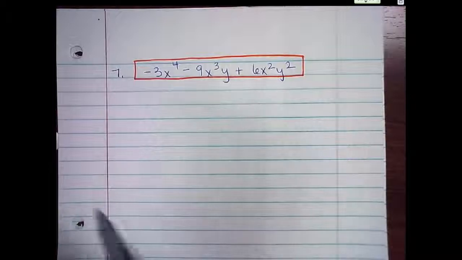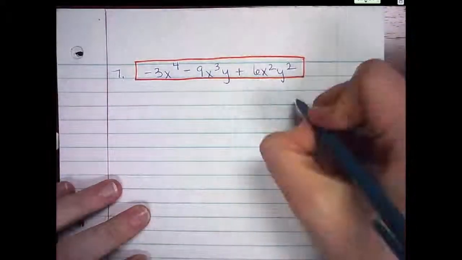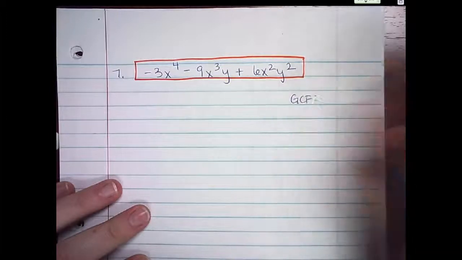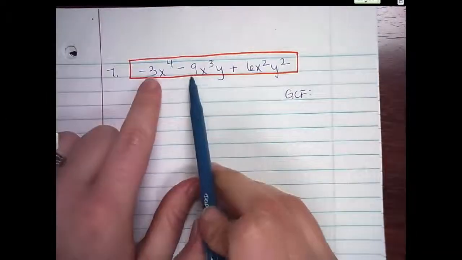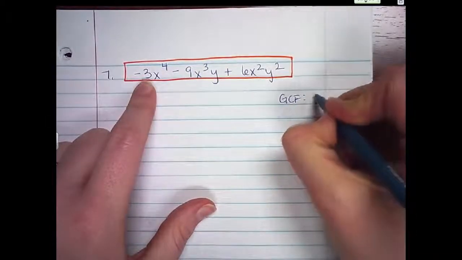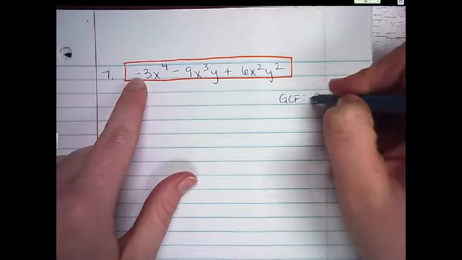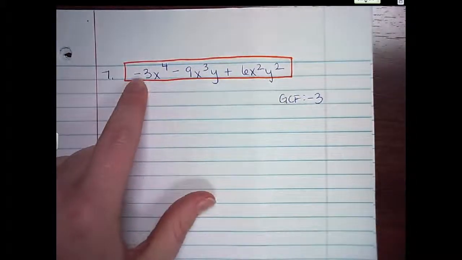Okay, so the reason I want to do this one is because when it leads with a negative, we're going to take out a negative. So let's look at our first GCF first, just our regular one. I've got 3, 9, and 6. So I'm going to take out a 3. Now, because it starts with a negative, I'm going to actually take out a negative 3 from all of them.